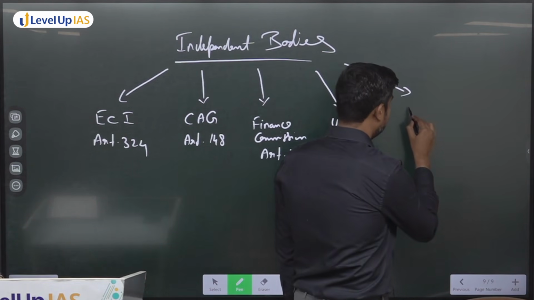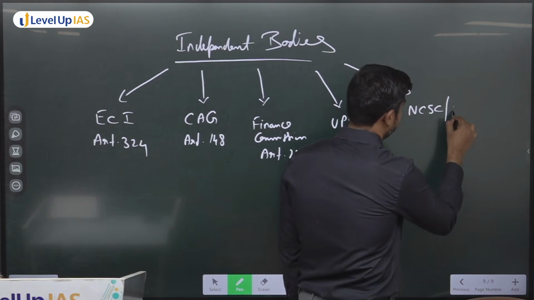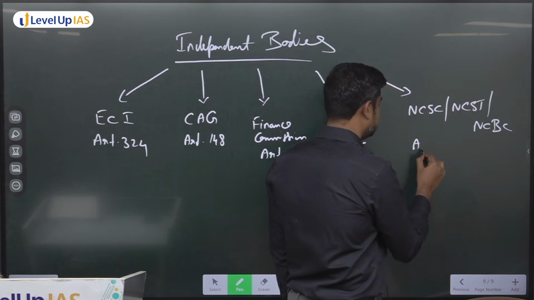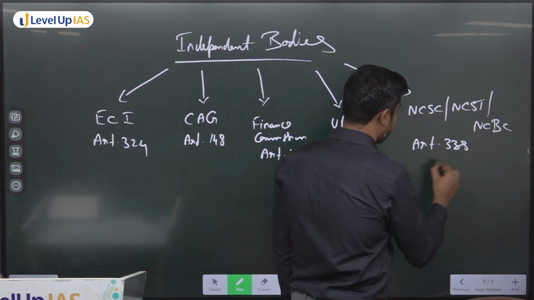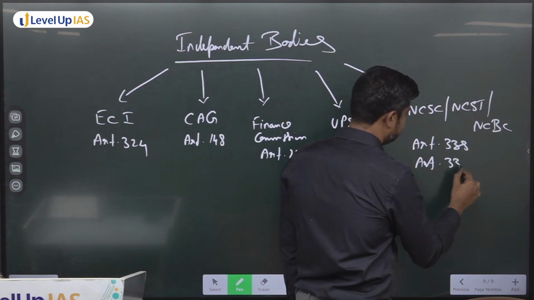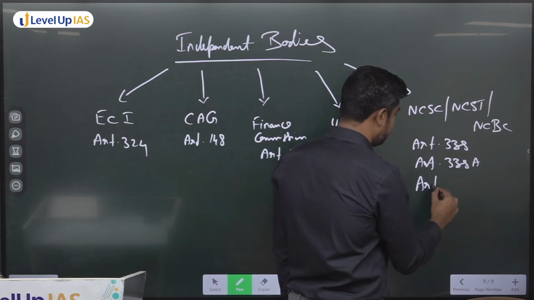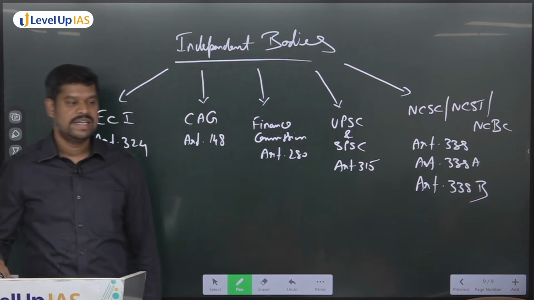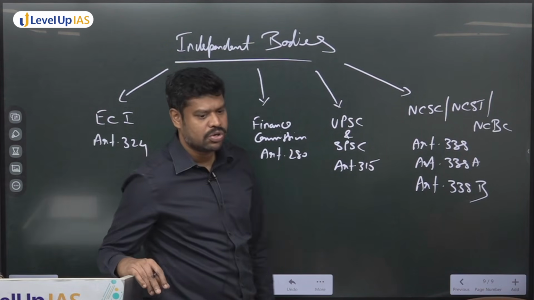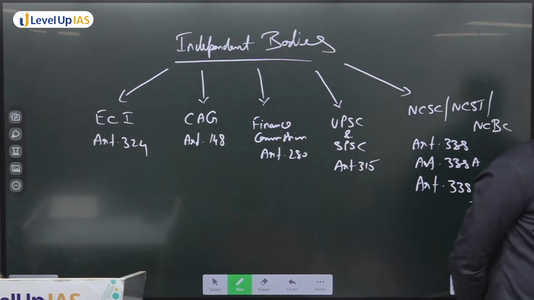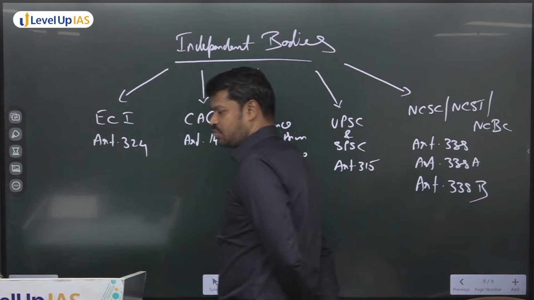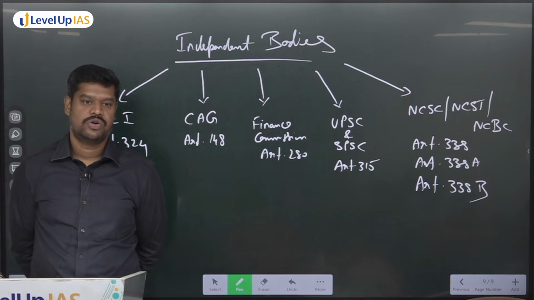And then if you want the National Commission for Scheduled Caste, National Commission for Scheduled Tribes, and the National Commission for Backward Classes, which is respectively under Article 338, Article 338A, and Article 338B. So these are all called independent bodies, and they are also called constitutional bodies, to name a few. So these are all some examples of very important independent bodies under the constitution, and they are also called constitutional bodies.